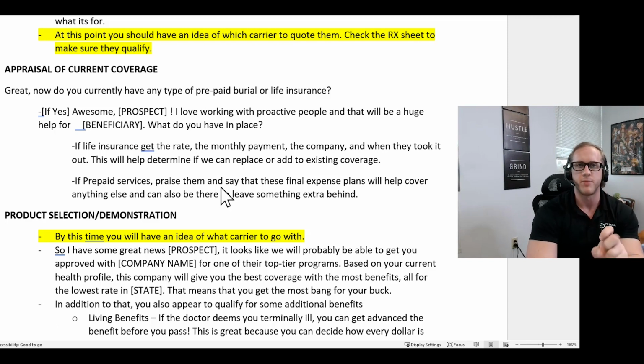The reason why this is important is because, say they have a program they're on a blood thinner. Now, a lot of carriers will give someone a modified, expensive return of premium plan if they're on a blood thinner.